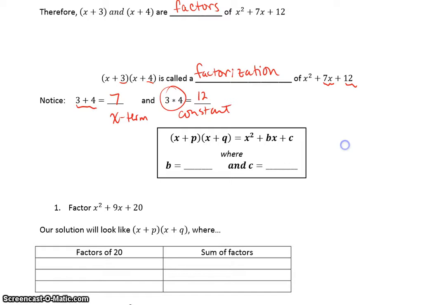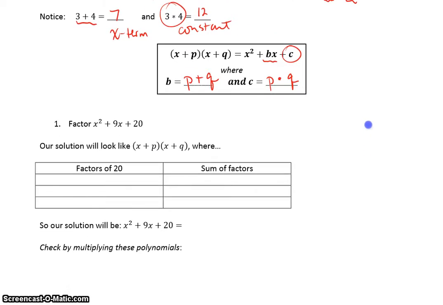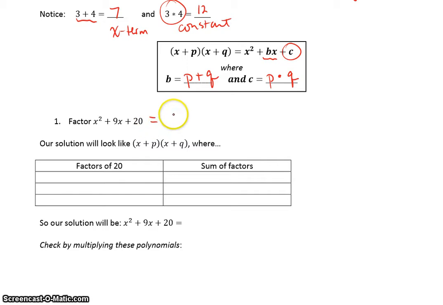So if you look at this box here, c is your constant, that's p times q in the parentheses, here p and q. b is that middle term, the x term, that's actually going to be p plus q. Let's take a look at our first example. So again, our job is to figure out what was in the original parentheses.